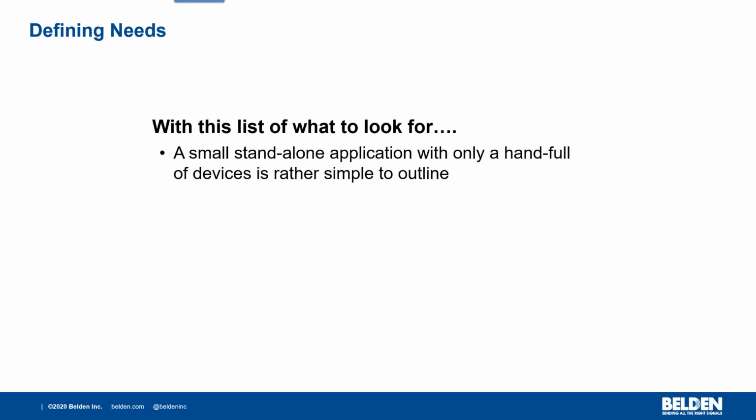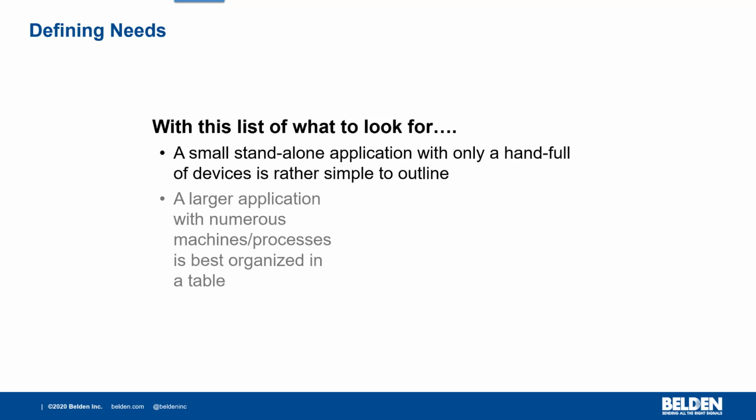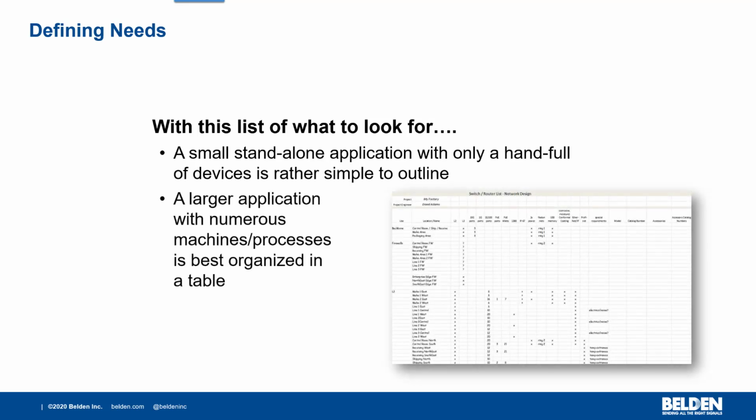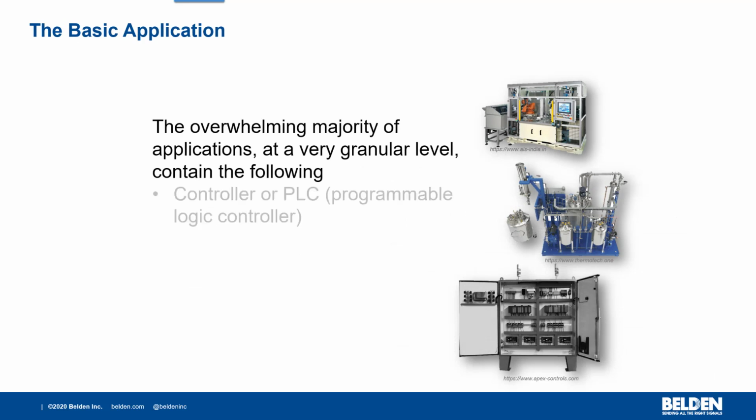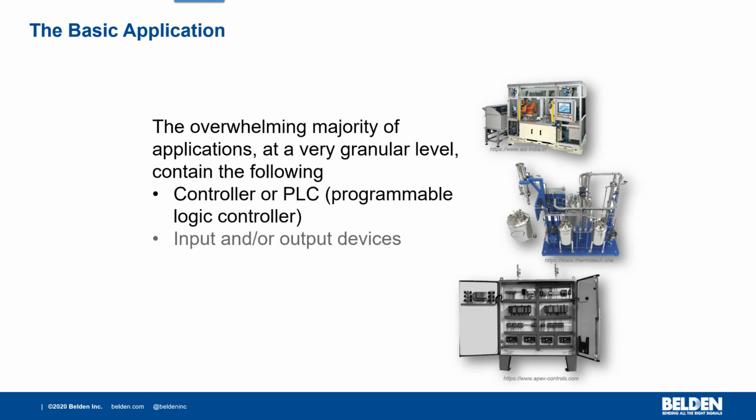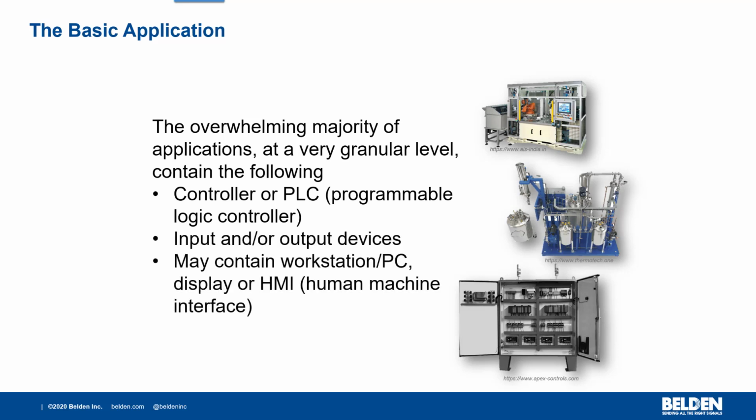With this list of what to look for, a small standalone application with only a handful of devices is rather simple to outline. A larger application is far more complex and best maintained and documented in a spreadsheet. The overwhelming majority of applications at a very granular level contain the following: a controller or PLC, input-output devices. They may contain a workstation, PC, HMI, or some other visual GUI representation of the application itself.